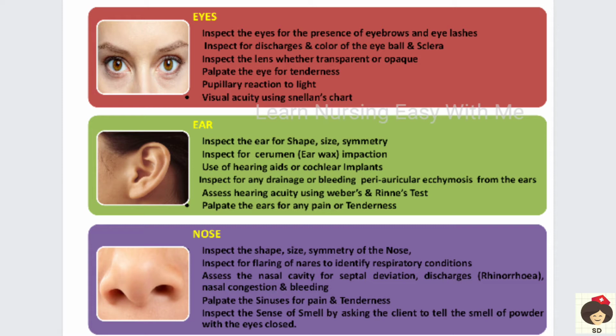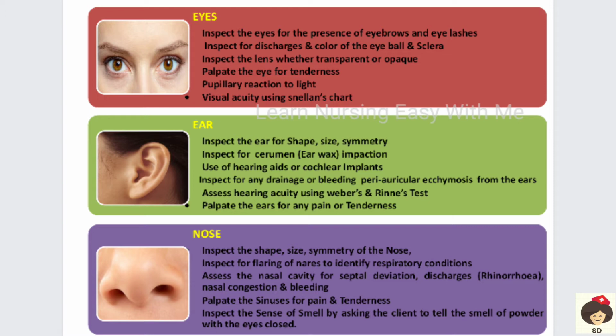This can be done with the help of an otoscope. And also you have to see whether the patient is having any hearing aids or cochlear implants kept. And you can check for drainage or bleeding or periauricular ecchymosis, okay. Ecchymosis is bluish discoloration around the ears that you can check. And for hearing acuity, there are two tests, Weber's test and Rinne's test. With the help of a tuning fork you can do the Weber's and Rinne's tests, and also palpate the ear for any pain or tenderness.